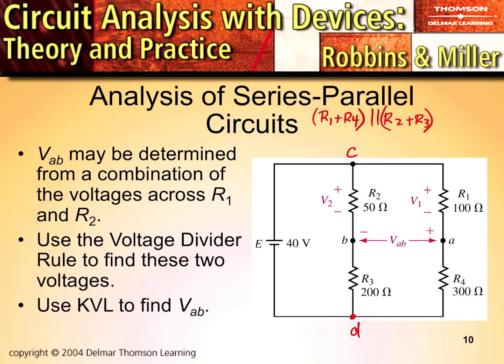So now we just go about determining the values in each branch by adding them up. The first branch we see here is going to be 100 plus 300, so that's going to be 400 ohms. The next branch is going to be 50 plus 200 to give us 250 ohms. That's in parallel, so now we can go about using product over sum. Our total is going to equal 400 times 250 over 400 plus 250.